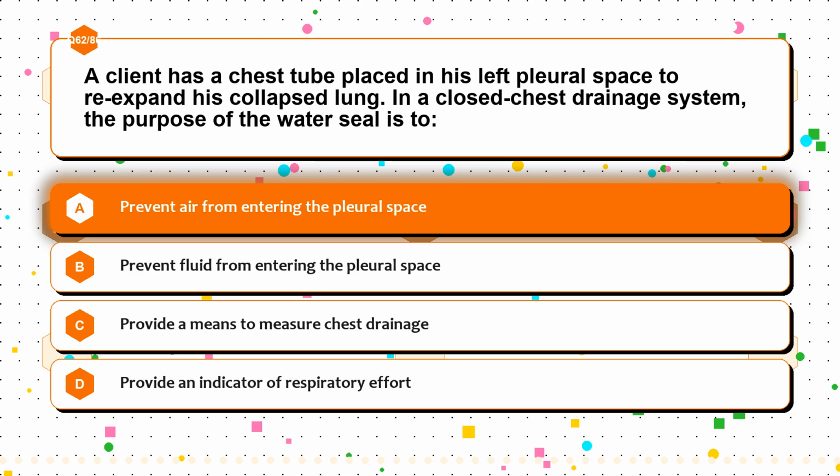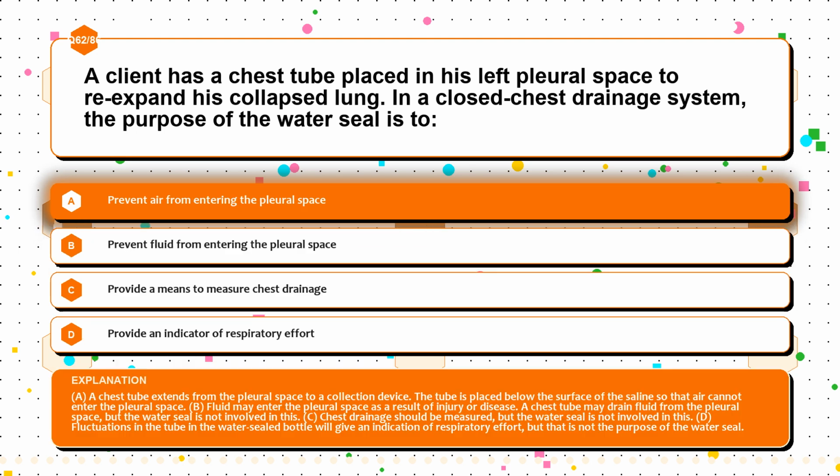The correct answer is option A. Prevent air from entering the pleural space. A chest tube extends from the pleural space to a collection device. The tube is placed below the surface of the saline so that air cannot enter the pleural space. B. Fluid may enter the pleural space as a result of injury or disease. A chest tube may drain fluid from the pleural space, but the water seal is not involved in this. C. Chest drainage should be measured, but the water seal is not involved in this. D. Fluctuations in the tube in the water-sealed bottle will give an indication of respiratory effort, but that is not the purpose of the water seal.